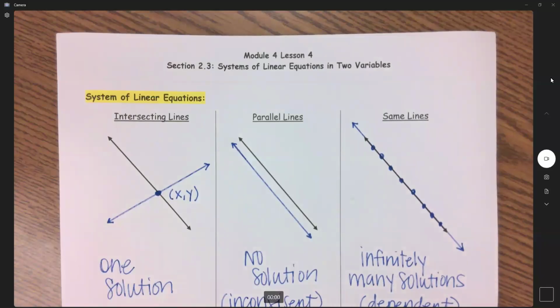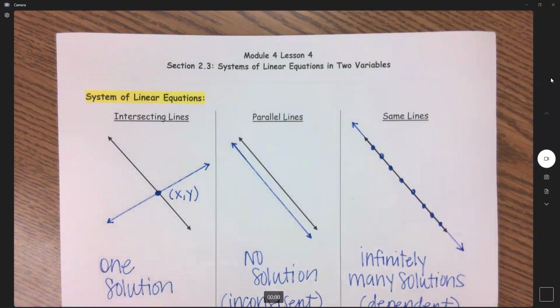Before we start solving systems of linear equations, we first need to know what they are. And so when I have a system of linear equations, visually when I talk about graphing it, we have two lines, right? And so one of three things can happen when I graph these two lines.